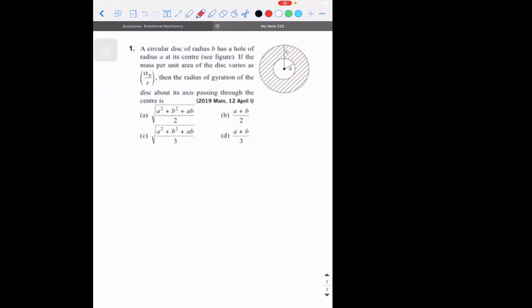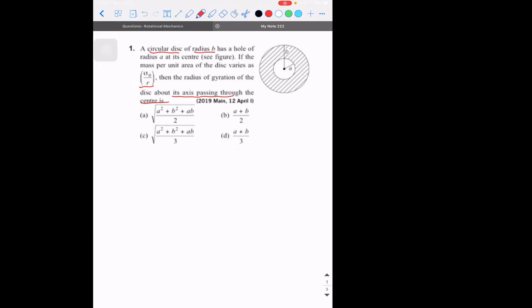there is a circular disk of radius B and has a hole of radius A at its center as shown in the figure. Okay. If the mass per unit area of the disk varies as sigma by R, then the radius of gyration of the disk about its axis passing through its center would be how much? So how do we solve this problem?